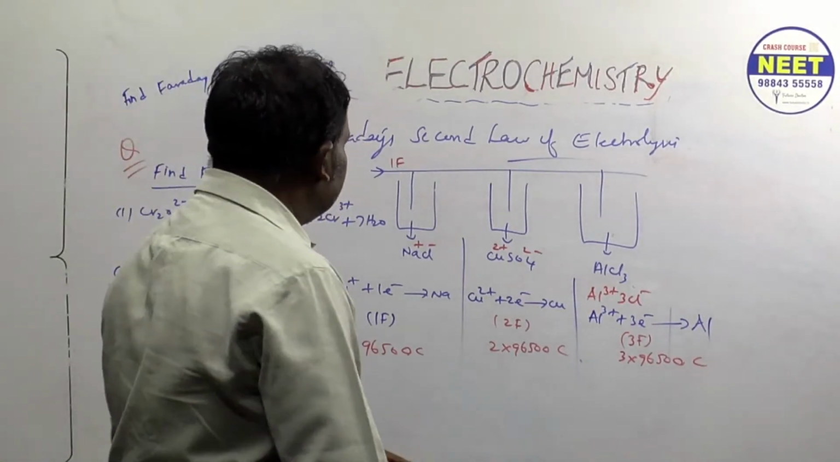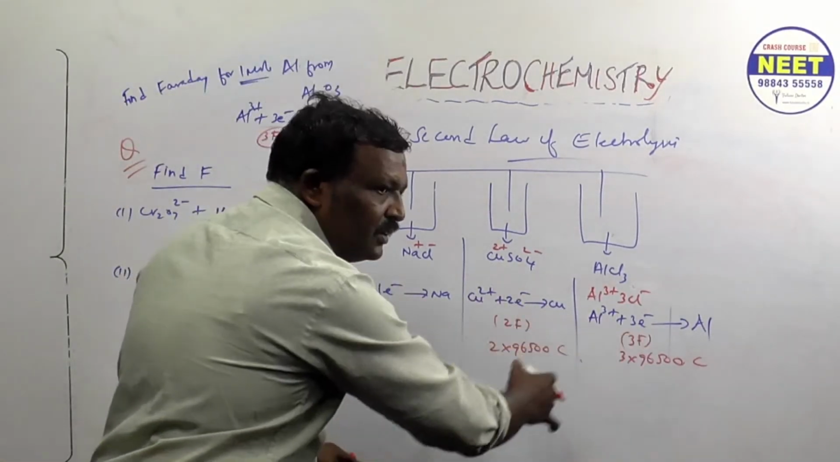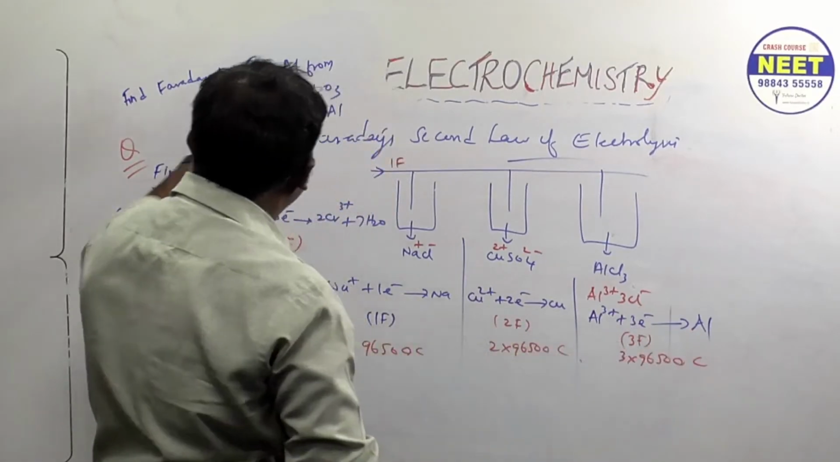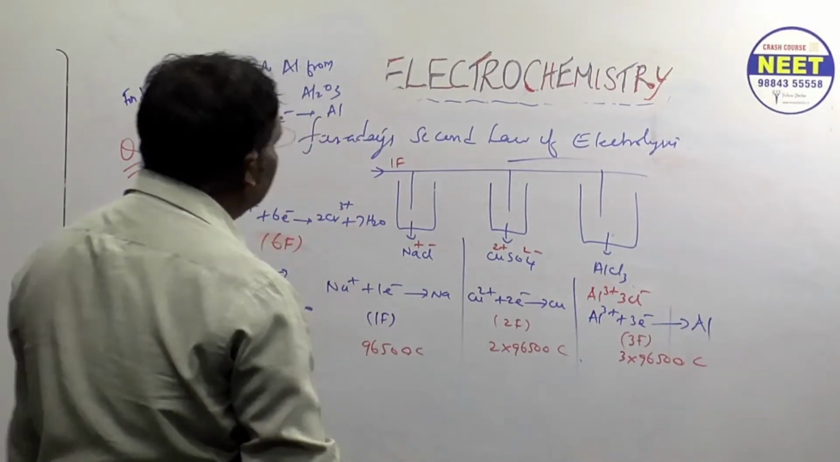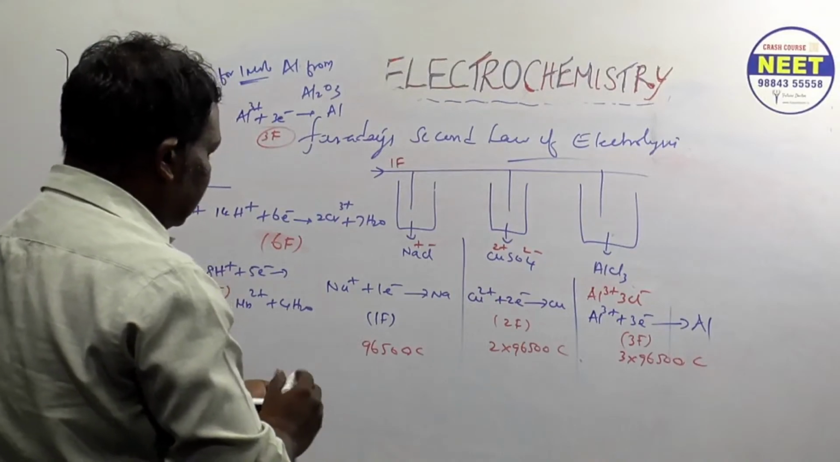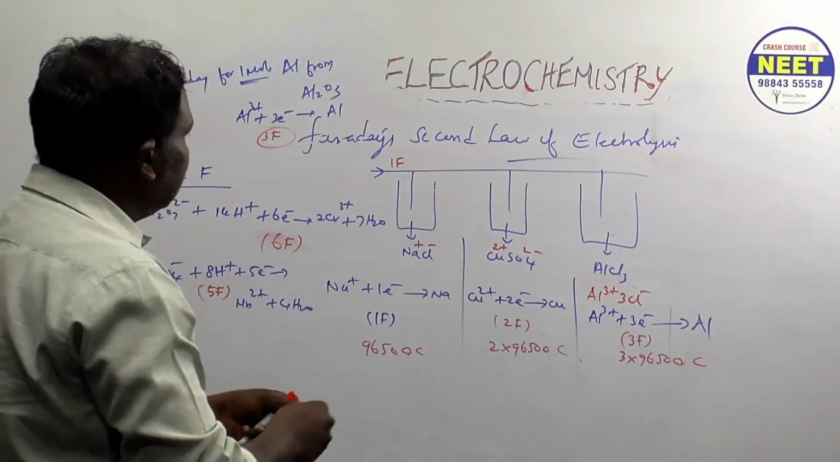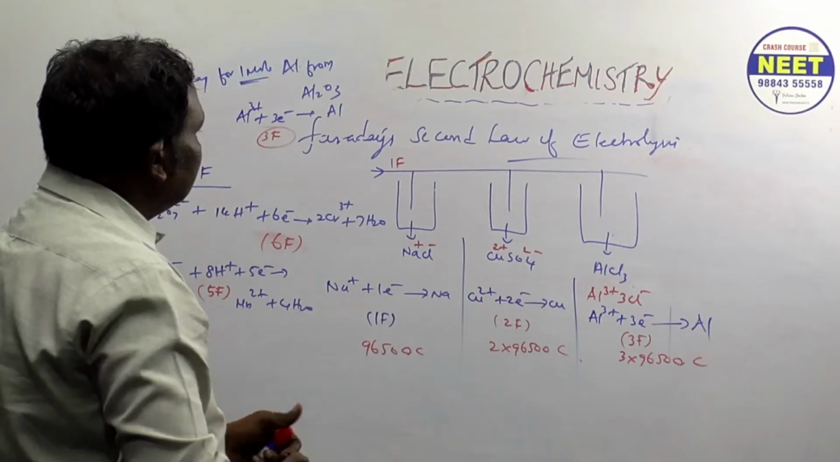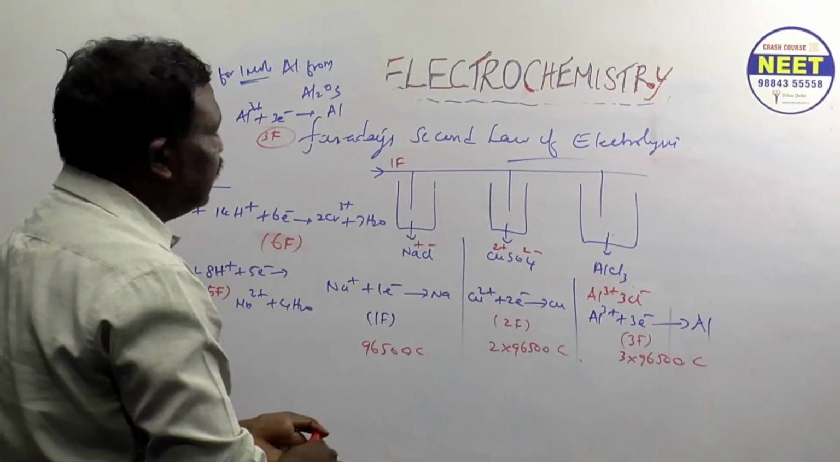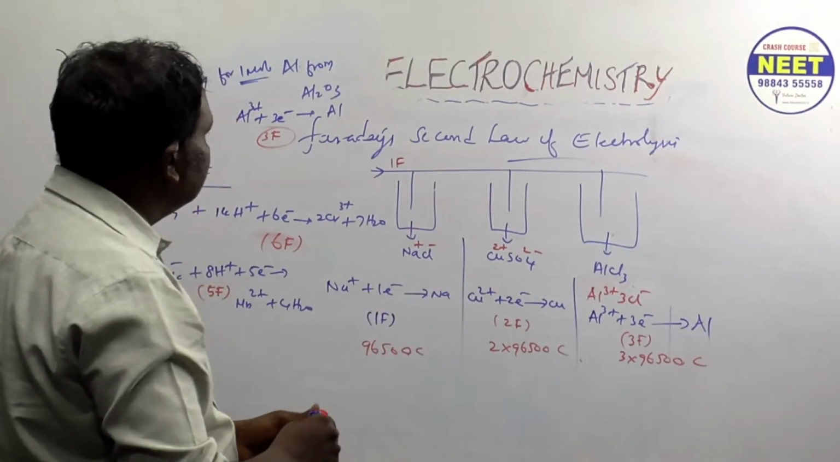Here I gave the electrons clearly, but this one is somewhat different. Okay, right. That's all. These are all the basics of electrochemistry. Nearly I touched all the topics mostly.